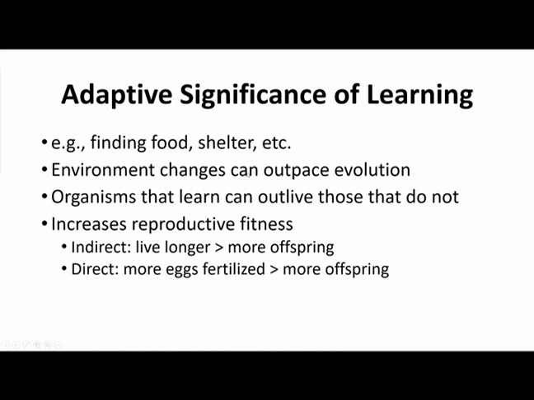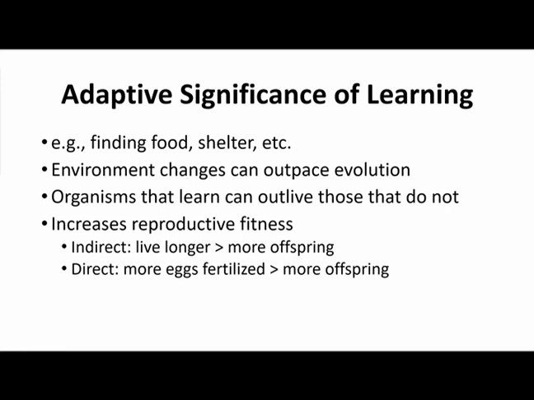Those environmental changes can outpace evolution. And in these cases, organisms that learn can have a leg up on organisms that can't learn. So instead of waiting for some kind of physical evolution of the body, maybe organisms learn to eat a different food source or to work together to get to previously unreachable food sources. So organisms that have this ability to learn and adapt their behavior can outlive those that do not.